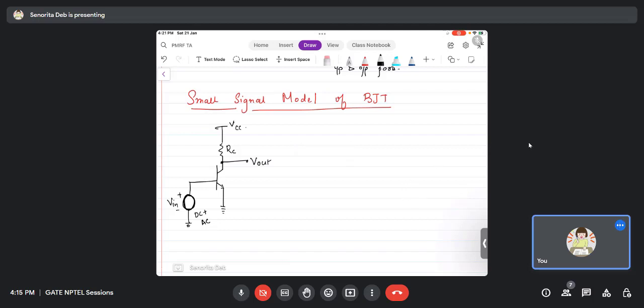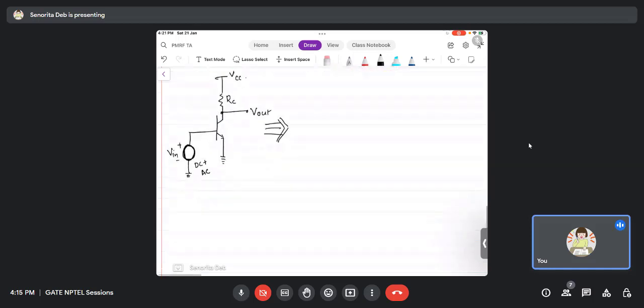Now, how can the small signal be modeled or represented? What is meant by modeling? If I say there is a resistor, what you have in mind is that it will follow Ohm's law, V equals I into R. This is the model of the resistor.